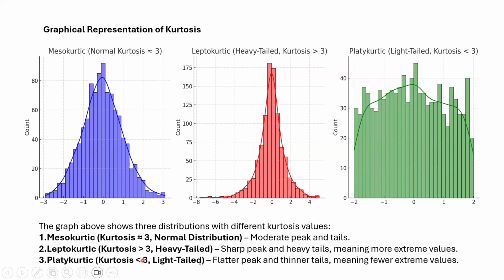Platykurtic, where your kurtosis is less than 3, has light tails and a flatter peak. Flatter peak looks like this. You can take the example of mountains. A very sharp peak mountain is leptokurtic. An almost rounded mountain is mesokurtic. Platykurtic is a flat peak, where you can at least walk. That is nothing but platykurtic, meaning few extreme values, because all of them are in a similar range.